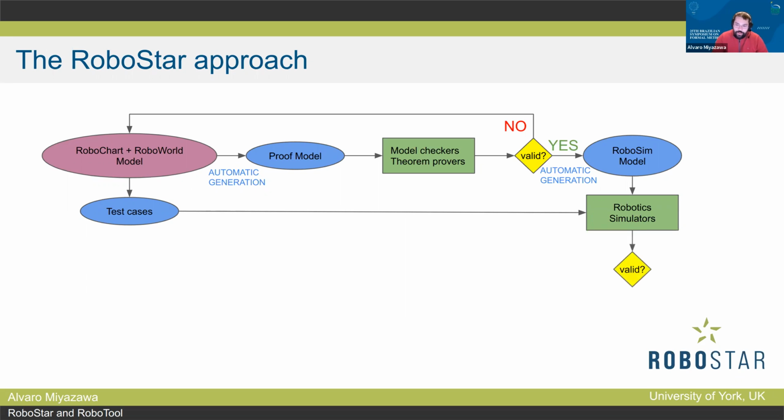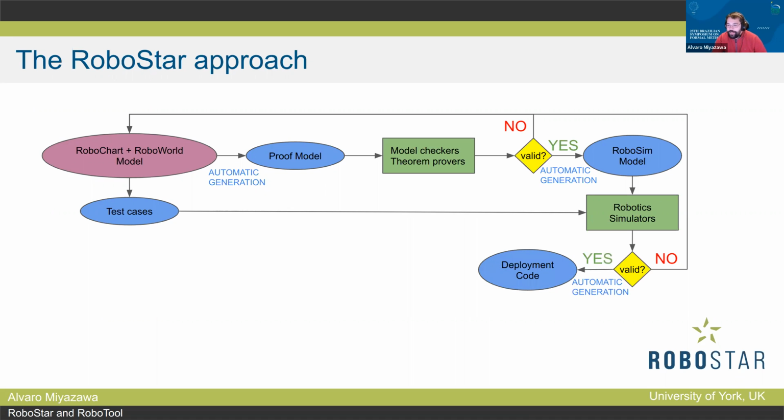Now, based on those tests, if we decide that the model has a problem that's not valid, we can again go back to the RoboChart RoboWorld model, fix the bug, and again automatically rerun everything up to the point where we stopped until we're satisfied with the simulation. In which case we can again automatically generate deployment code.